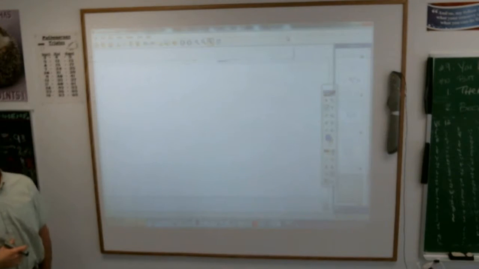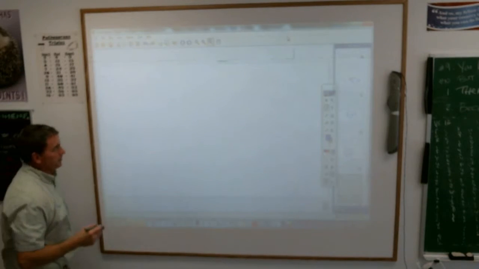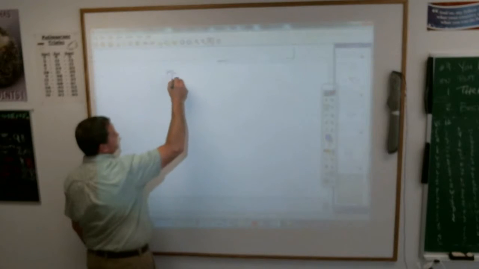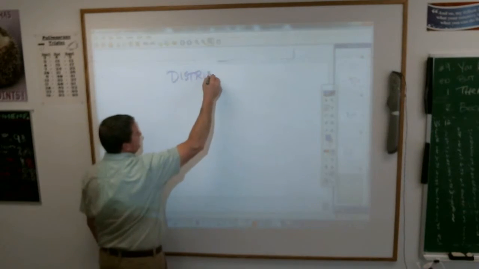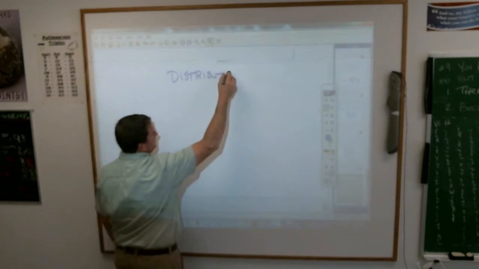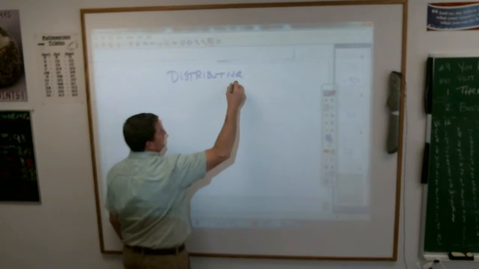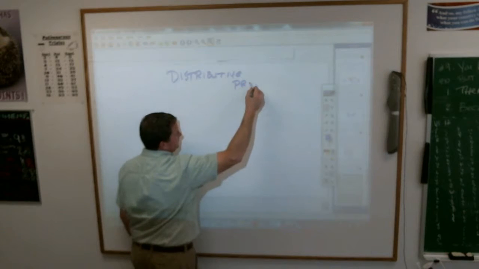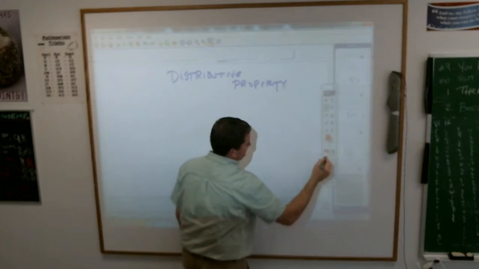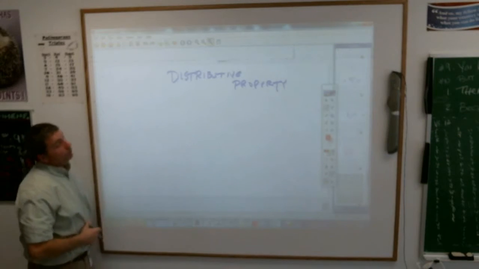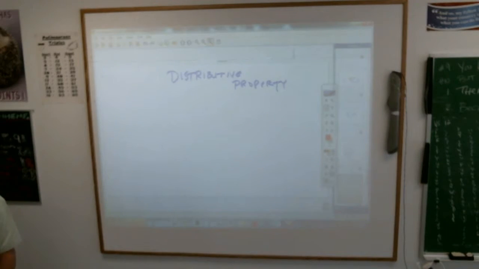This is the distributive property. Distributive property. And when you think of the distributive property, you should think of what does the word distribute mean?